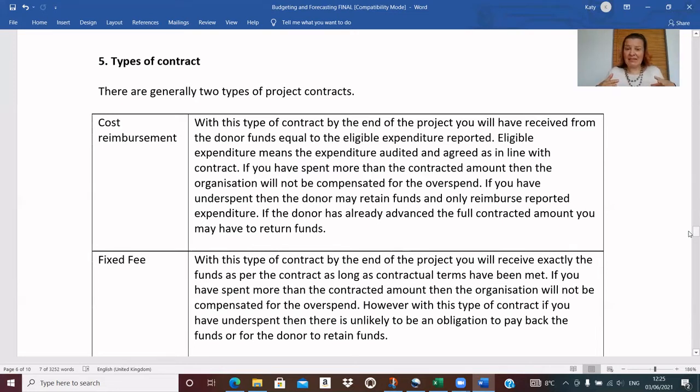If you have spent more than that, then again, you won't be compensated and will have to pay for that from unrestricted. However, the difference is that with this type of contract, if you have underspent, then there is unlikely to be an obligation to pay back the funds or for the donor to retain those funds. And so on a fixed fee contract, instead of an admin fee, the donor is factoring in that there is enough money within that contract for you to be covering some of your support costs.